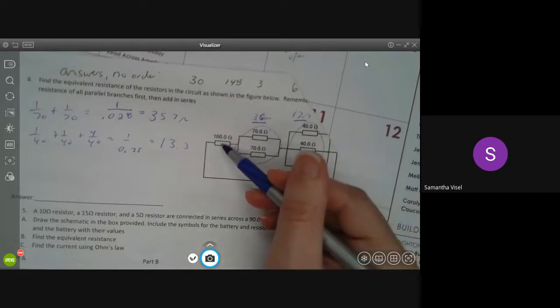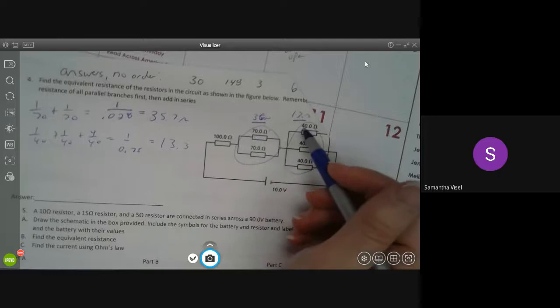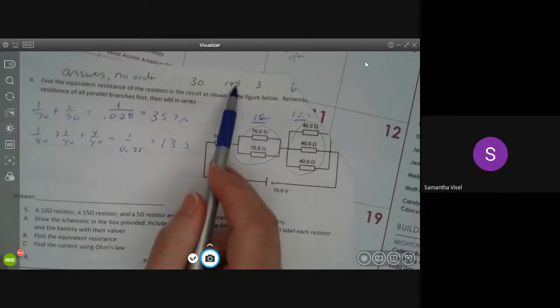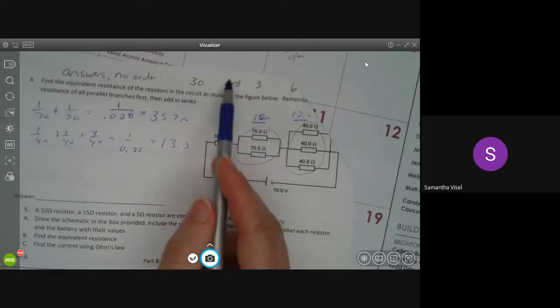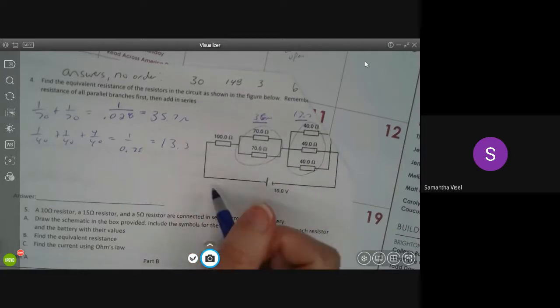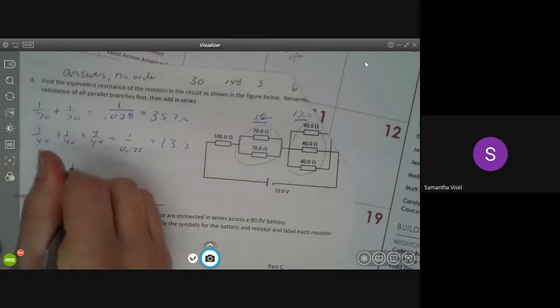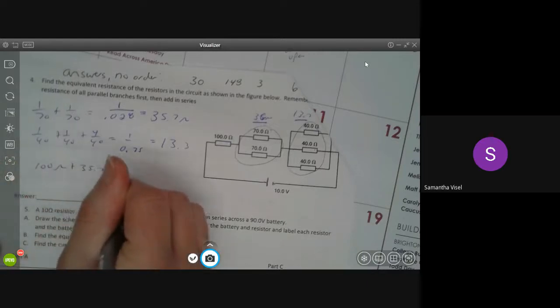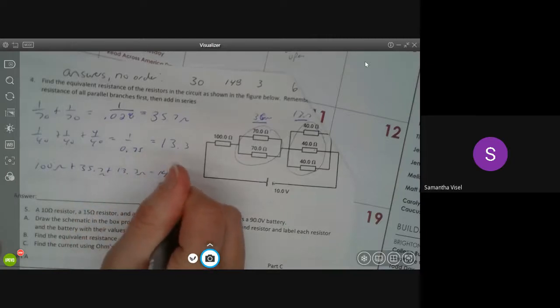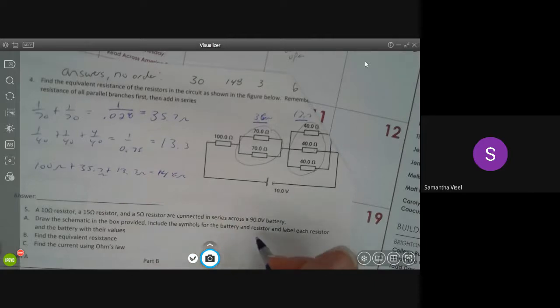And I have this 100 here. So now I can add all these up together. So I can take the 100 plus the about 36 plus 13. So here I get, if I rounded this to 36, I'd get 149, but if I left it with the decimals, I'd get about 148. But 100 ohms plus the 35.7 ohms plus the 13.3 ohms. So that'd give me the 148 ohms that I'd be looking for.